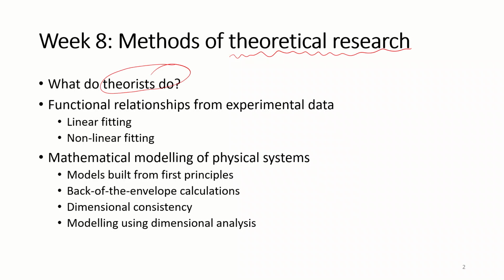Even if you are an experimental research scientist, we will see one aspect of it, that is deriving functional relationships from experimental data, and we have two examples of it in linear and non-linear fitting. Then we have mathematical modeling of physical systems. This is also another part of what theoretical research comprises.